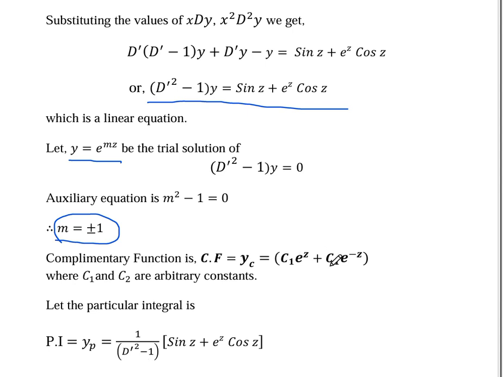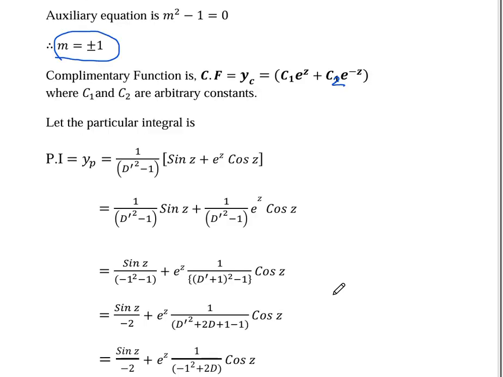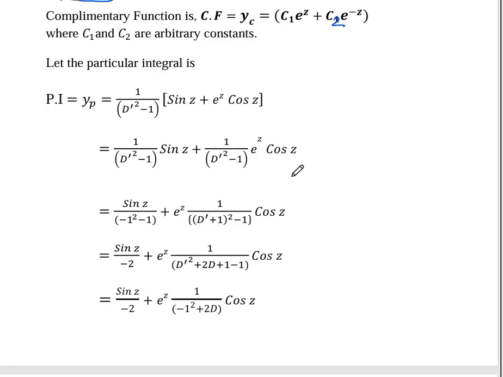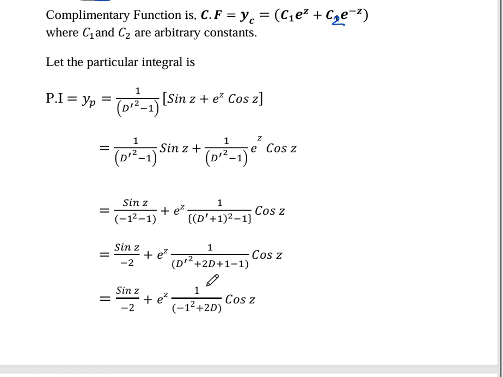So C1 e to the power z plus C2 e to the power minus z. Okay, you can also write C1 e to the power minus z plus C2 e to the power z, whichever we can write. And this is the PI, yp, separately. This formula is sine, so D squared is replaced by minus 1 squared, and it is the same previous formula, e to the power ax into b. So this one ultimately you will get.